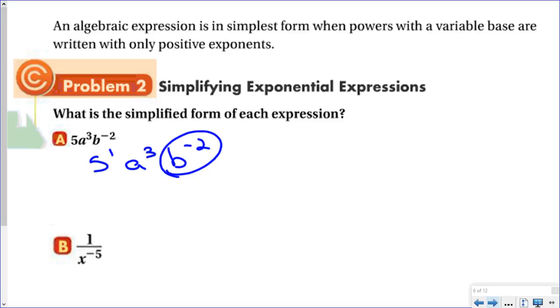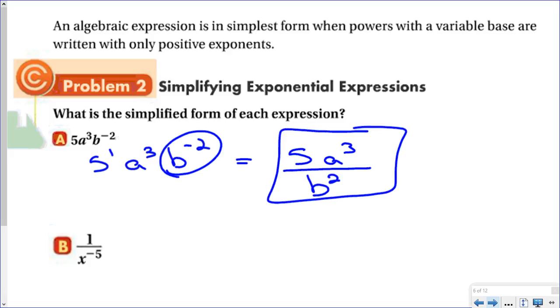Now, you move things up or down to make them positive. So your final answer would look like this. 5 to the 1st power remains on the top. A to the 3rd power remains on the top. But to get that into a positive 2, you move it to the bottom and B squared. This is your final answer for this one.